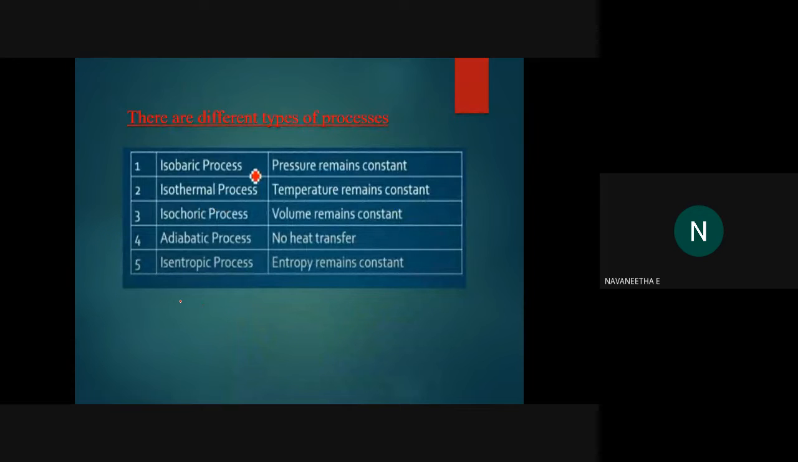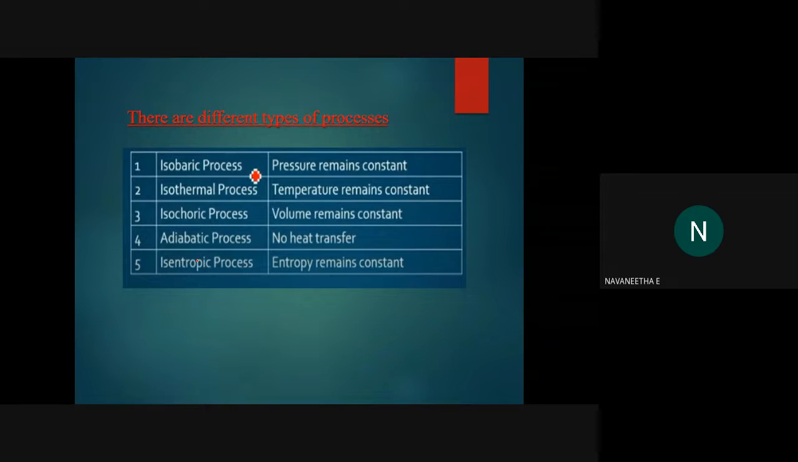Next, there are different types of processes. Have you heard about the isobaric process and isothermal process? These are the processes we are familiar with: isobaric, isochoric, isothermal, adiabatic, isentropic process. So what do you mean by isobaric process? Baric means pressure remains constant. In that system, the pressure is always constant. There is no change in pressure.